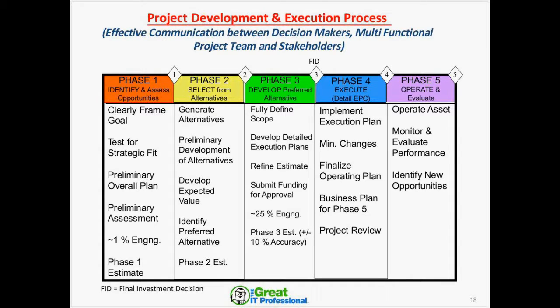And then phase 5 is operate and evaluate: take lessons learned, both good and bad, from the project and apply those to future projects. So really a straightforward process. It's just having a discipline.